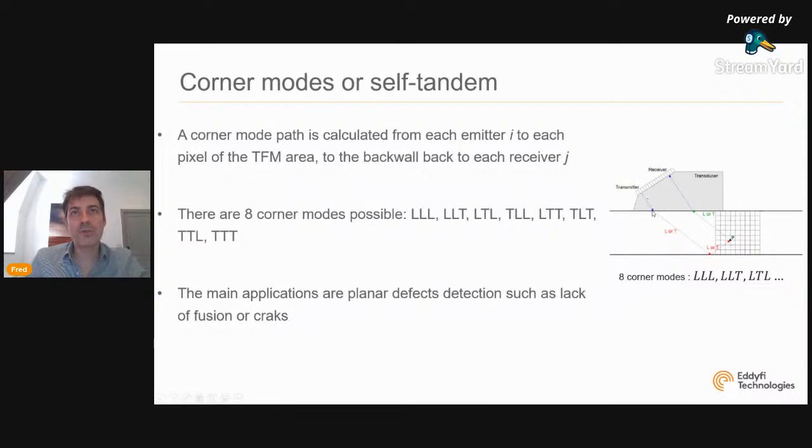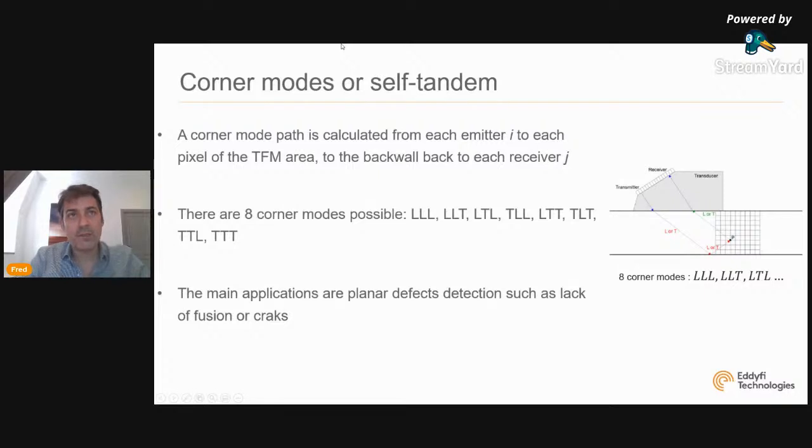These corner modes involve, again, propagating through the sample, 1 reflection off the back wall to the pixel and directly back to all the receivers. So you have 8 possible corner modes. I'm listing all of them here, but we rarely use all of them. And I would say mostly right now we are limited to like 3T or things like that due to the comprehension of those modes.